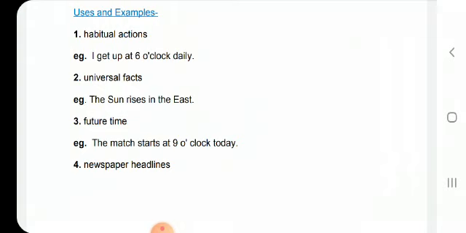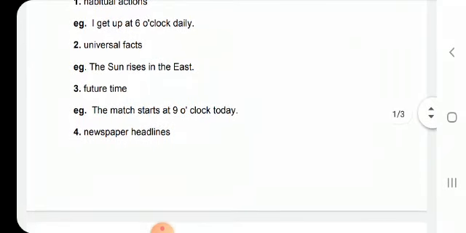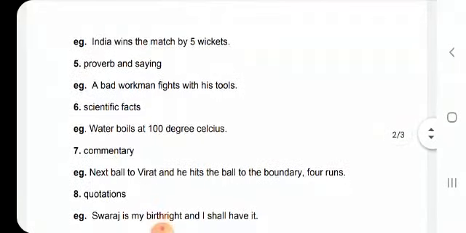Now, point number three, to express future time. For example, the match starts at 9 o'clock today. My dear children, in this sentence, simple present tense is used, but time is future. The match starts, it is simple present, at 9 o'clock today. Number 4, news headlines. For example, India wins the match by 5 wickets. Actually, in news headlines, simple present tense is used, though the action got over in the past.